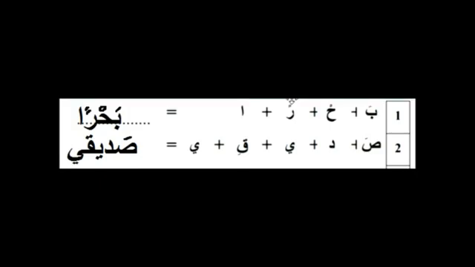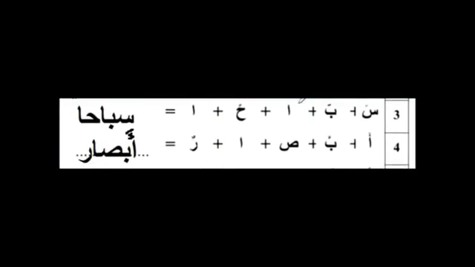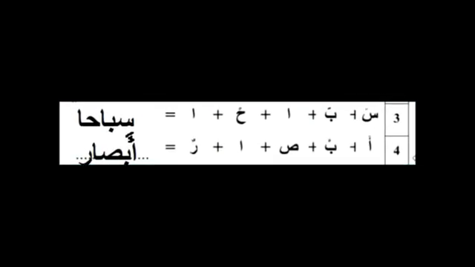Go on to the next 2 rows. Sabbahan. Sabbahan. We have the shidda on the ba. The shidda does what? As if there's 2 bas. So sab, we go from the sin to the ba. After we put the sound of the fatha, sab, straight to the first ba. It's as if there's 2.